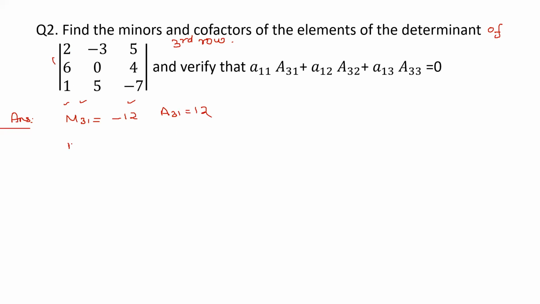Then find the value of M32 and find the value of M33. Okay, Shravya. So M32, third row, second column. So this will give you 8 minus 30. So that is minus 22. Good. So here you will get 22. Very good.